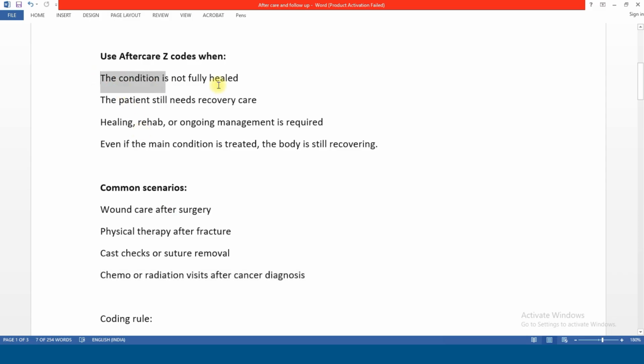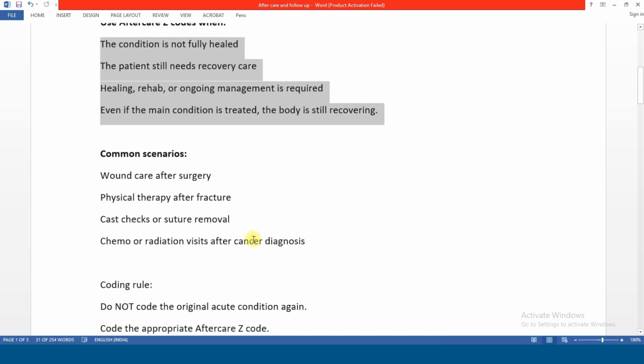Mostly you need to check these things. The condition is not fully healed. The patient still needs recovery care. Healing, rehab or ongoing management is required, and even if the main condition is treated, the body is still recovering. No need to worry, we will see a few example scenarios also.